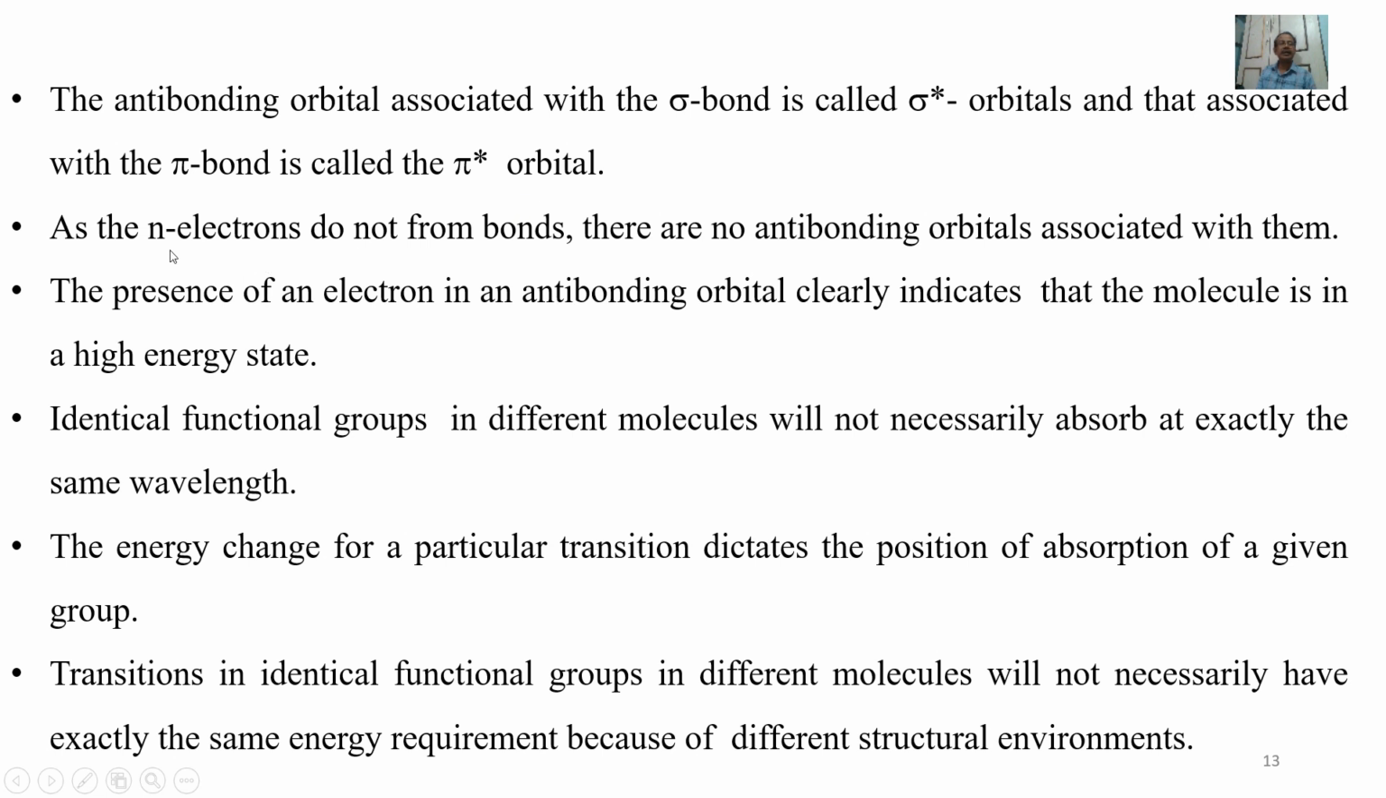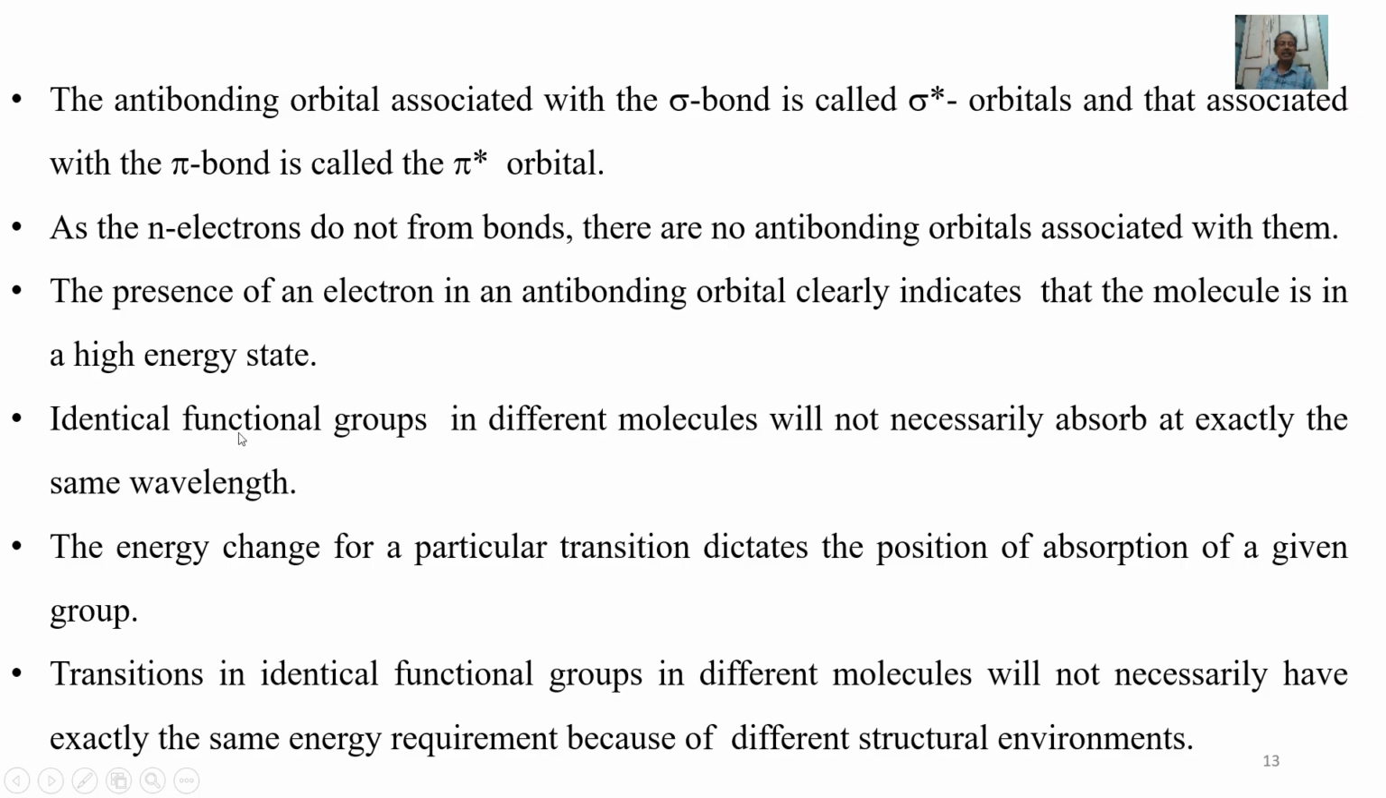As the n electrons do not form bonds, there are no antibonding orbitals associated with them. The presence of an electron in an antibonding orbital clearly indicates that the molecule is in the higher energy state.